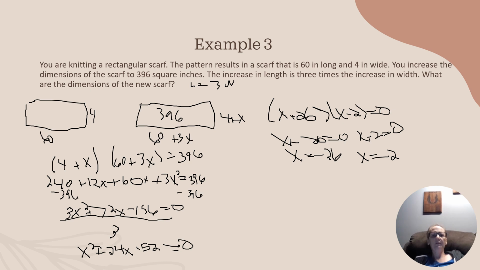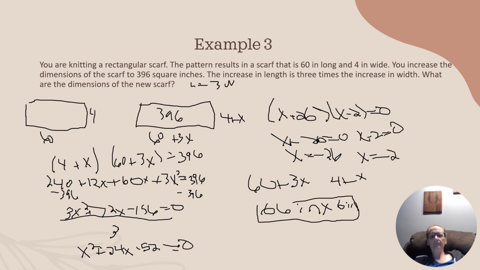So the dimensions in the new scarf would be 60 plus 3x and 4 plus x. So I put in a 2 in place of the x, and I get 60 plus 6 is 66 inches by 4 plus 2, which is 6 inches. And if you multiply that together, you should get 396 if you did everything correctly.